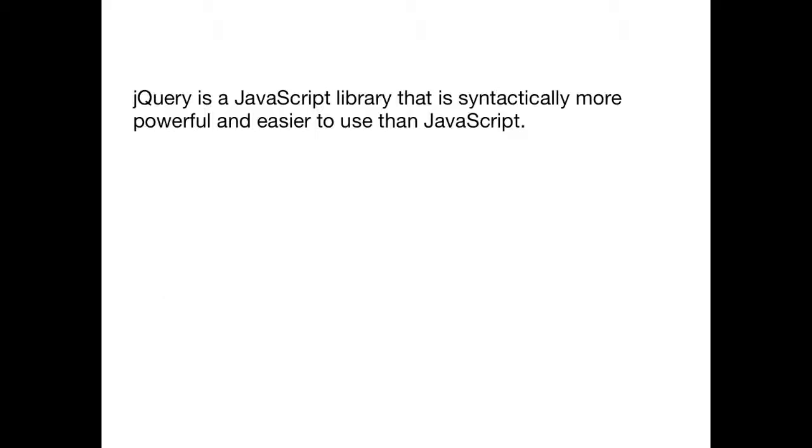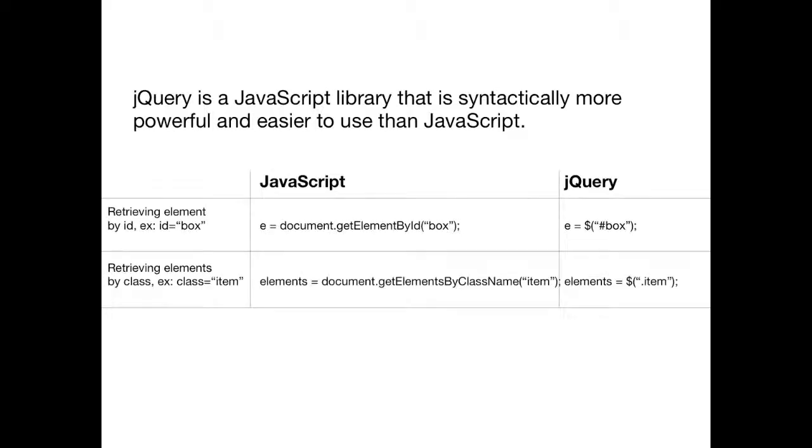jQuery is a JavaScript library that is syntactically more powerful and easier to use than JavaScript. If we're retrieving an element by ID, for example, and if the ID value is box, in JavaScript we would have to write e = document.getElementById and the value box between quotations.